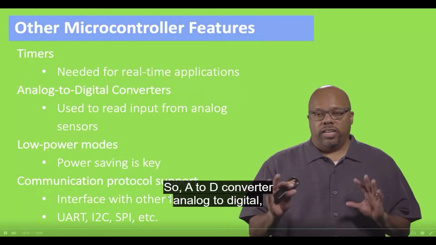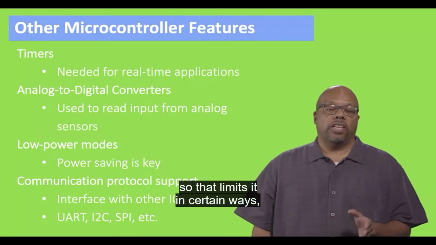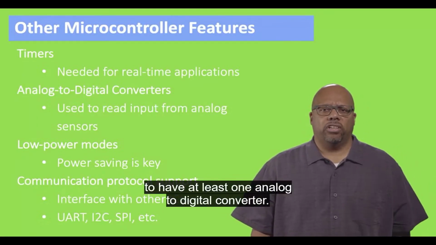So A to D converter, analog to digital, A to D, usually want one or more of these in a microcontroller. And I'll note right now, Raspberry Pi does not actually have an analog to digital converter, so that limits it in certain ways, but it's very common for a microcontroller to have at least one analog to digital converter.